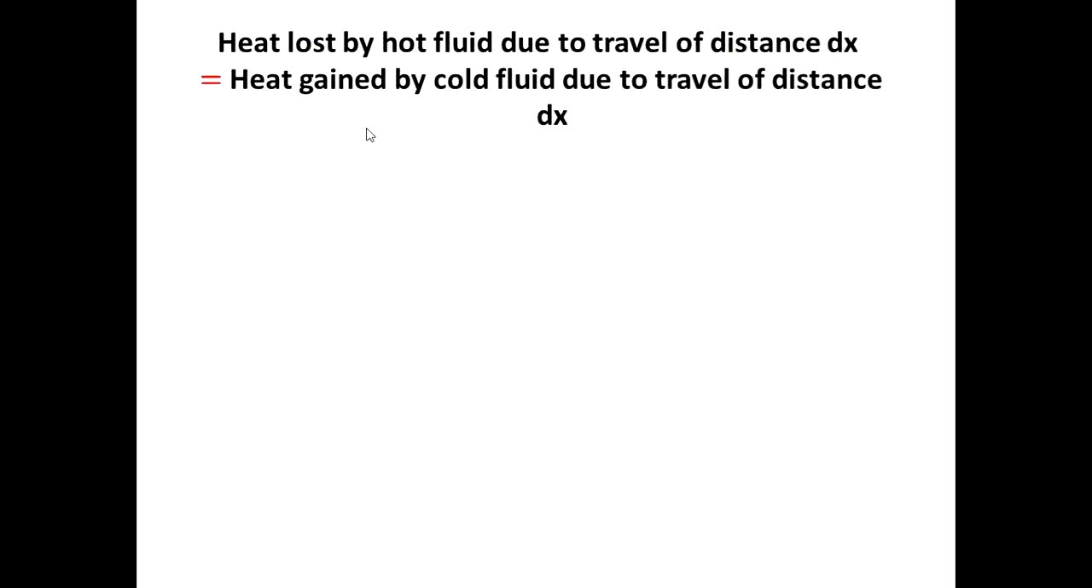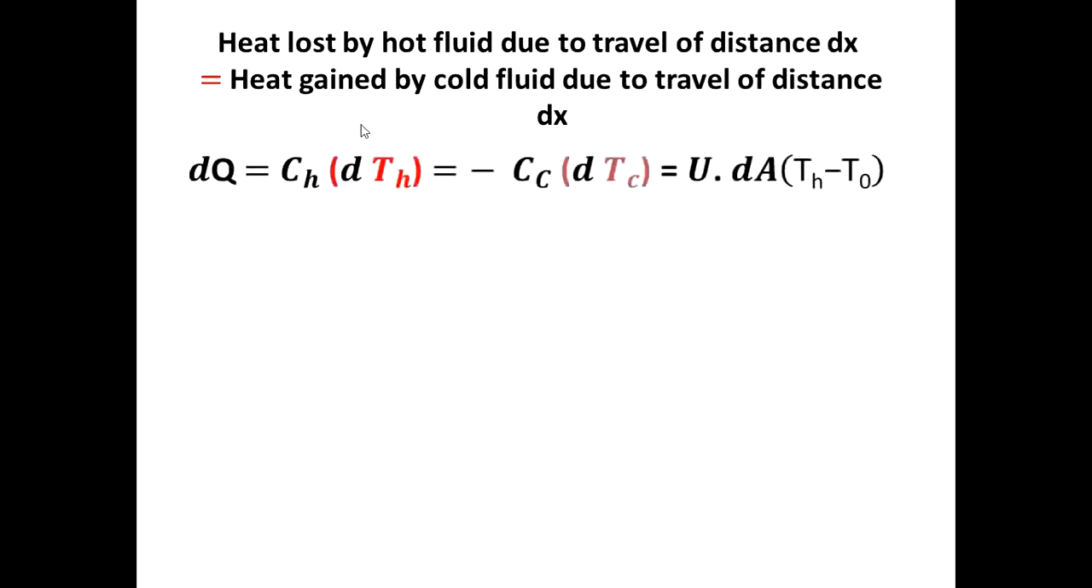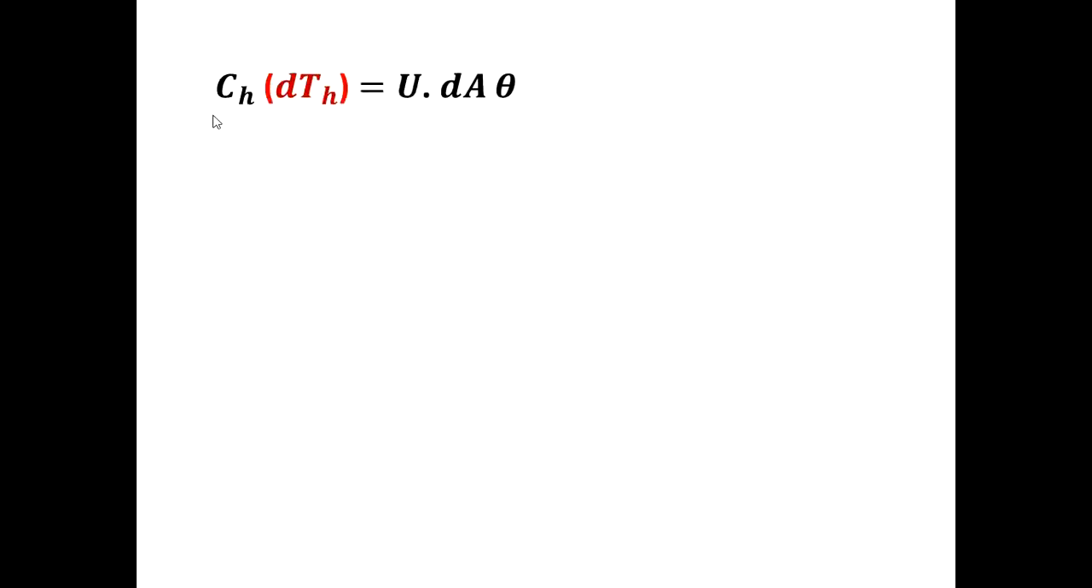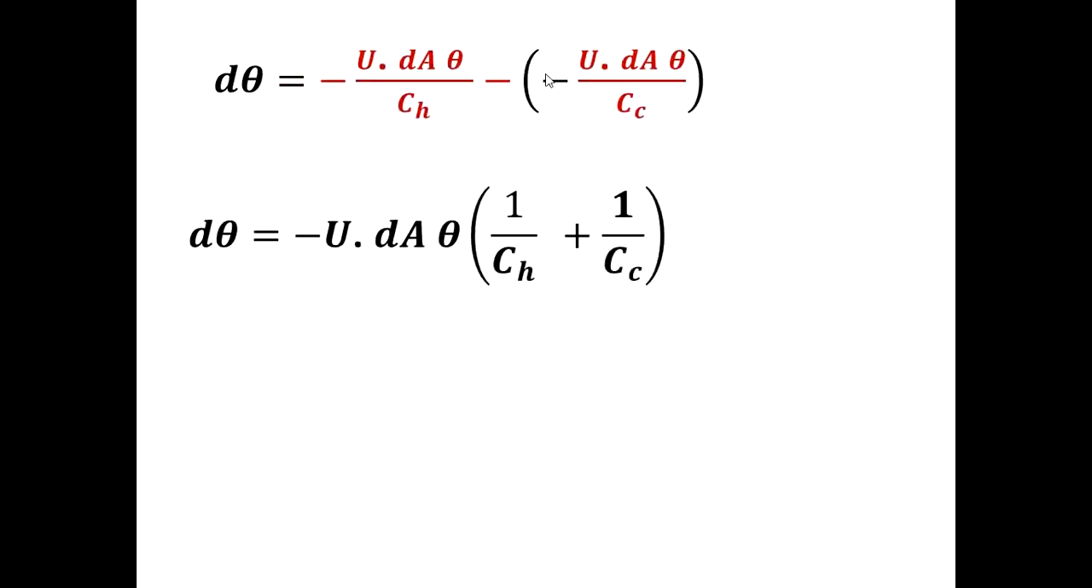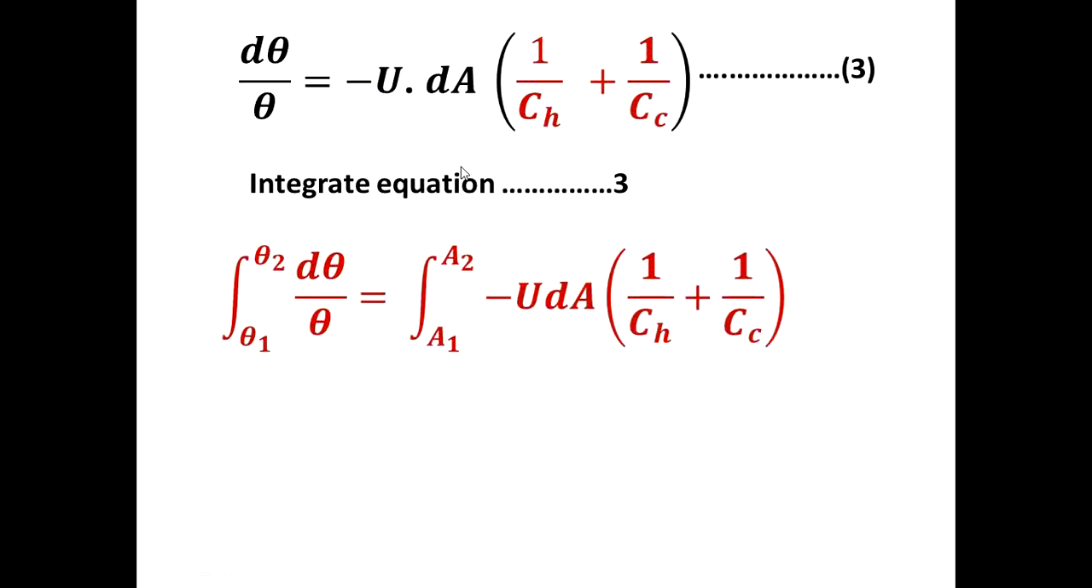Next, the heat loss by the hot fluid due to travel of the distance dx is equal to the heat gain by the cold fluid. dq is equal to CH times the change in temperature of the hot fluid, minus CC times the change in temperature of the cold fluid. It is equal to the overall heat transfer coefficient times the small area dA times TH minus TC. Note down this: d theta. Here minus U dA theta is common, integrate on both sides.